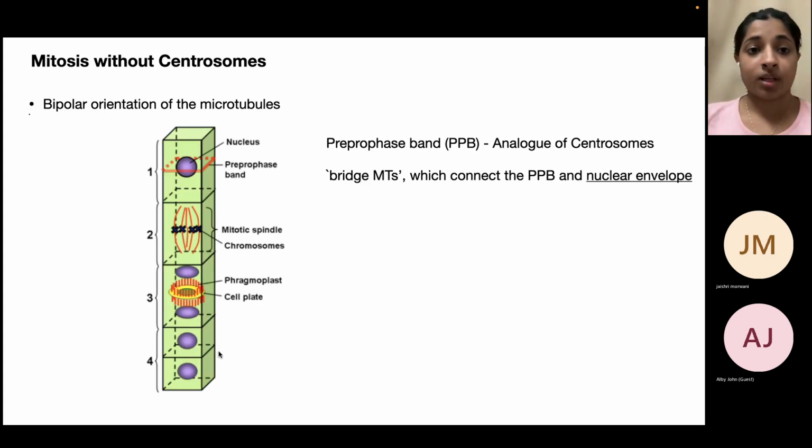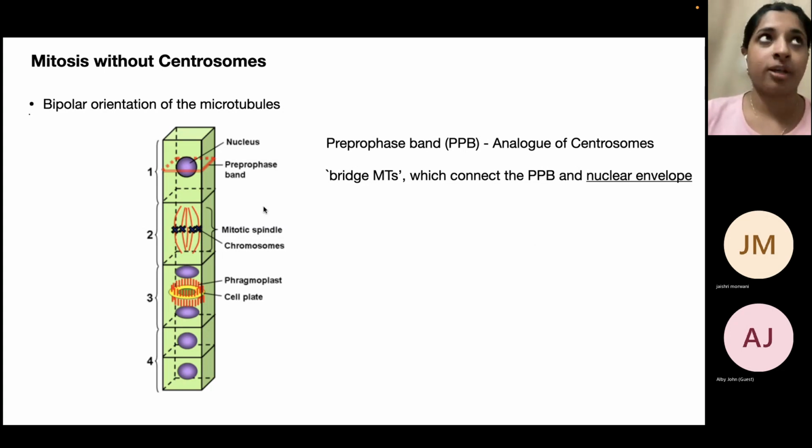Then how do these plant cells undergo mitosis? The first function, as we saw, was the bipolar orientation. To ensure this, plant cells have developed other means, wherein they first form a pre-prophase band. Here, microtubules form a ring-like complex around the nucleus before the prophase even begins. That's why it's known as the pre-prophase band.